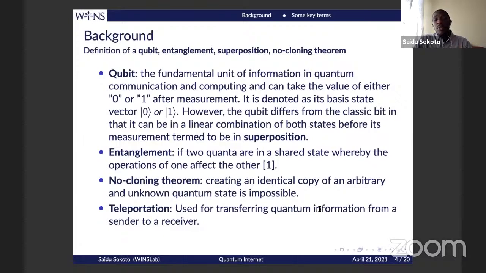Finally, we have teleportation. Teleportation is used for transferring quantum information from one node or from one entity to another. It should be noted that in teleportation, the actual qubits are not transported or transferred. Only their states are transferred. There are a lot of other terms. We will see them during the presentation. I just felt like these terms are absolutely necessary.